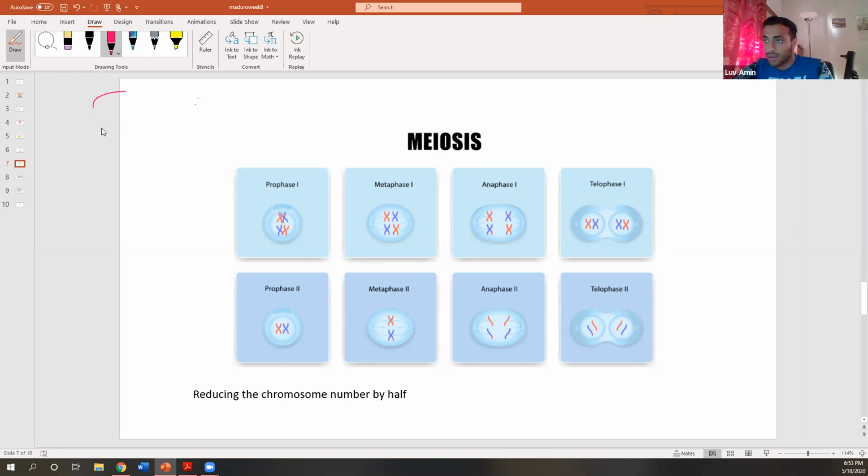So meiosis, you're taking a 2N cell and you're making it an N, right? So essentially taking it from diploid to haploid, right? So you're reducing the chromosome number by half, all right? So let's just talk about an X and Y cell, right? X and Y. So say you're a male, you have an X chromosome from your mom and a Y chromosome from your dad, right? So this is your diploid cell.